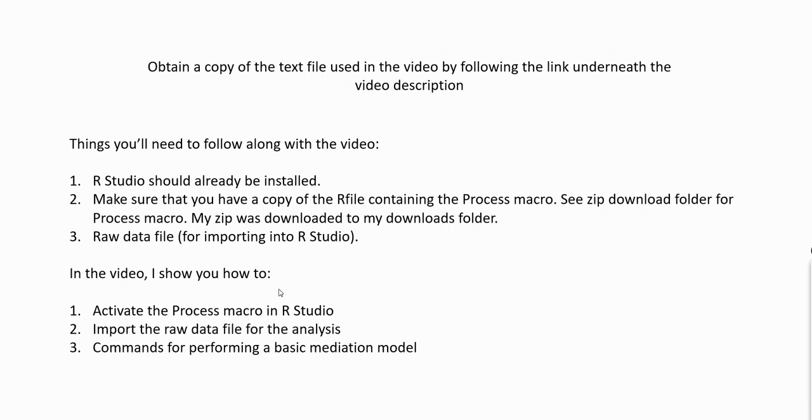Okay, and the last thing that we're going to have is a copy of the raw data file, which you can obtain by following the link that is provided underneath the video description. Just so you know, our raw data is in a text file, and I'll show you how to import that into RStudio as well. So in this video, I will be showing you how to activate the PROCESS macro in RStudio. We'll import the raw data file into RStudio for our analysis, and we'll be covering commands for performing a basic mediation model.